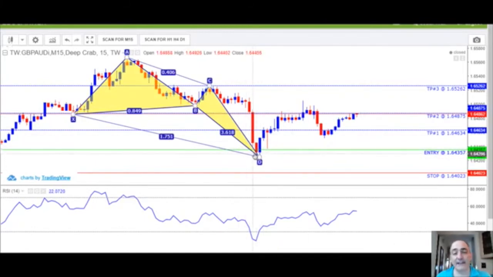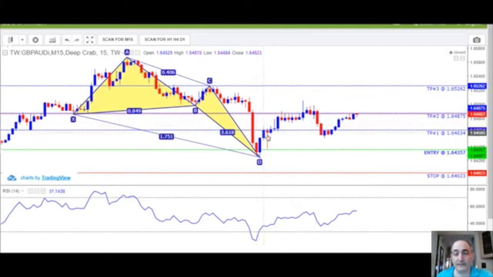So since that candle closes below the entry area, I would simply put my buy stop order in right at the entry area, or maybe 1 pip above it, to make sure the price is moving in the direction I want it to move. You see that does happen here. I could get in right at the entry at 1.64357.